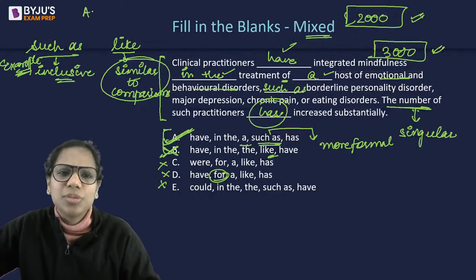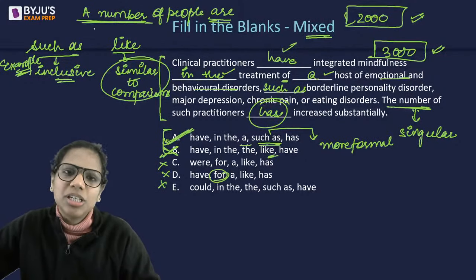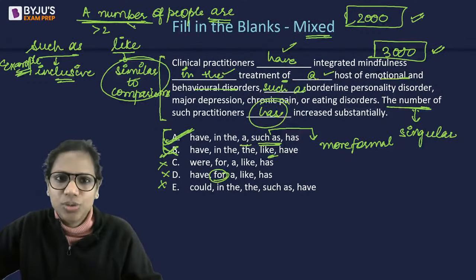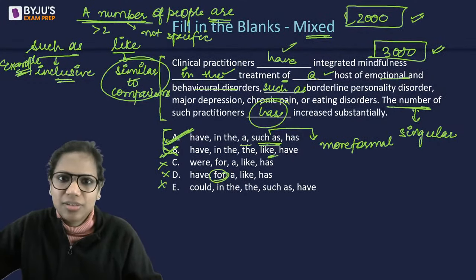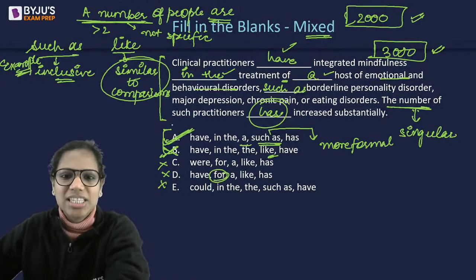When I say a number of people are standing outside, we never say, no, a number of people is standing outside; it's are standing. Because a number means it is greater than 2. I don't know the exact number, but it is definitely greater than 2. This is not specific, not exact. Okay, perfect then. So A is the answer here.